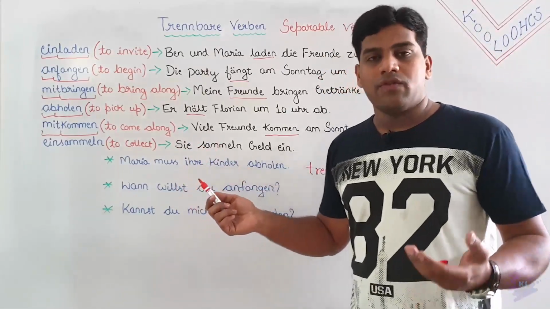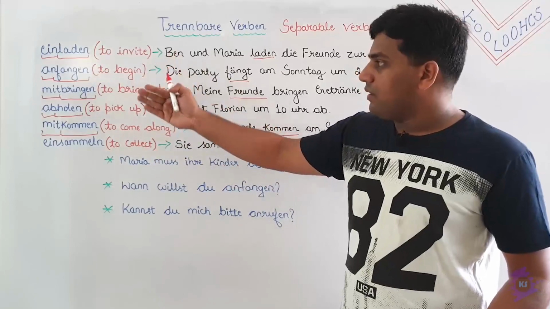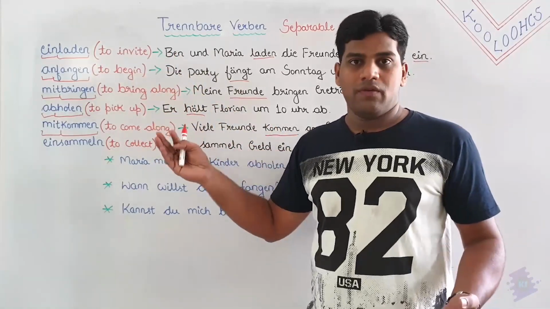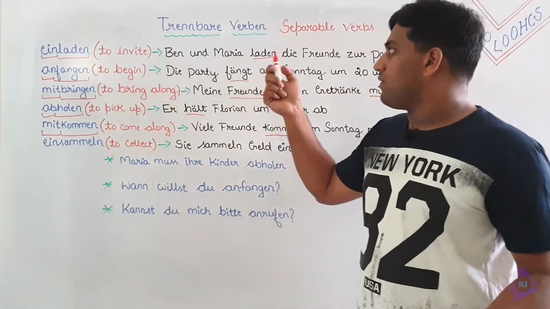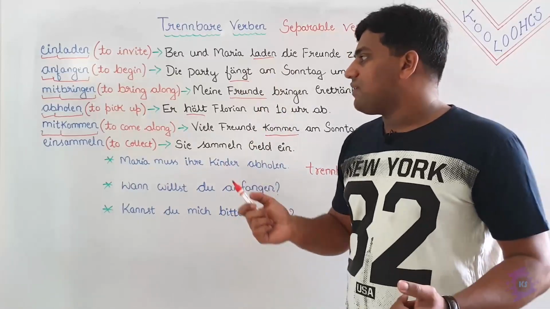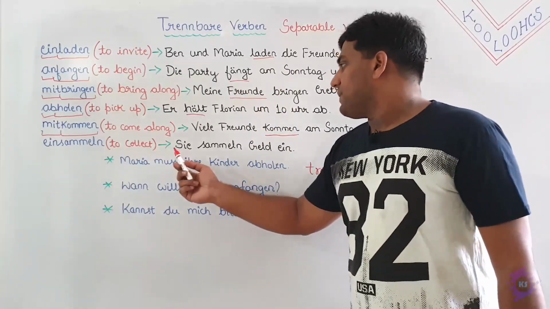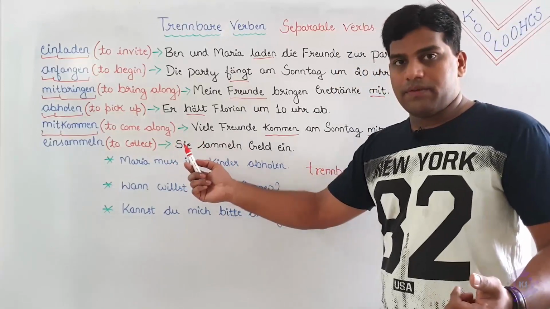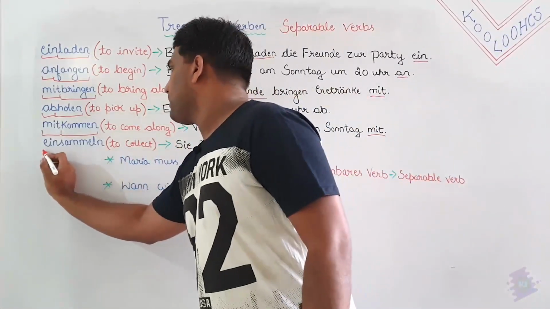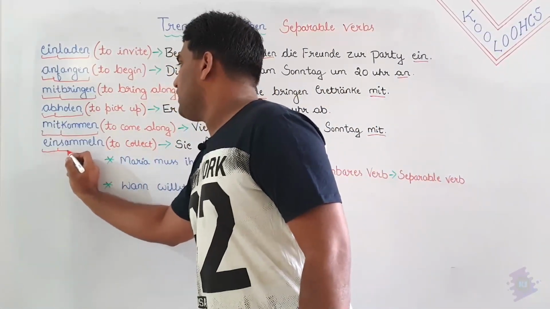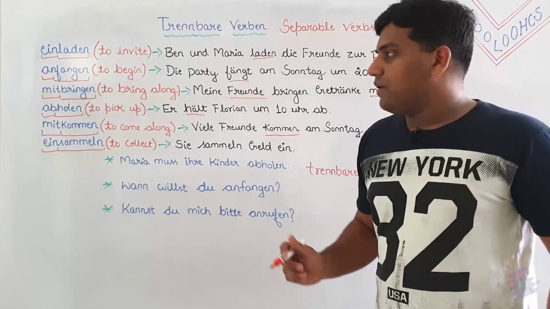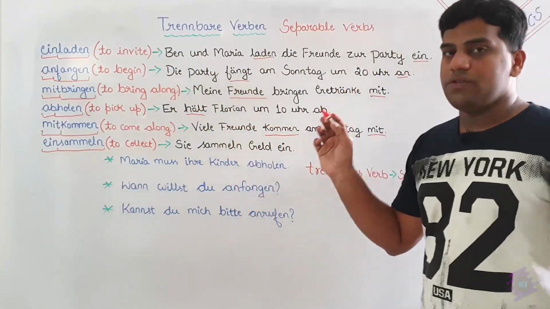There may be some more separable verbs. Here I have taken these 6 separable verbs to explain this separable verb case. So einsammeln is to collect, and the prefix here is ein. Prefix is ein, and sammeln is to collect. So that is the verb that you have to conjugate.